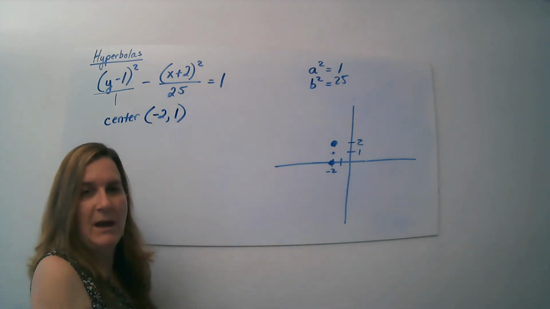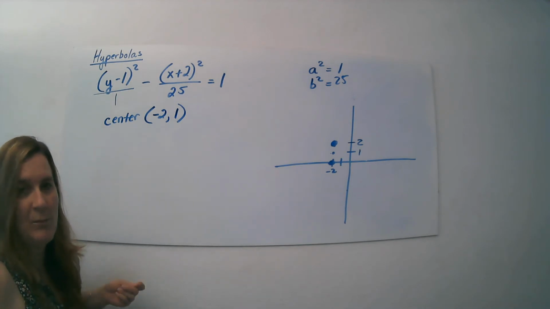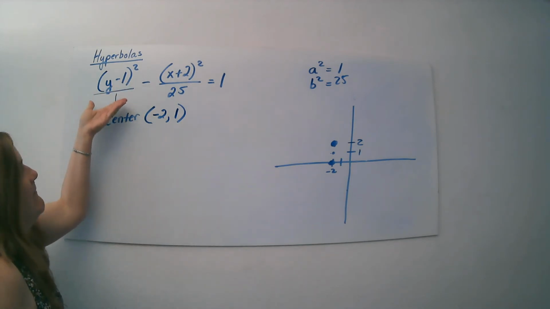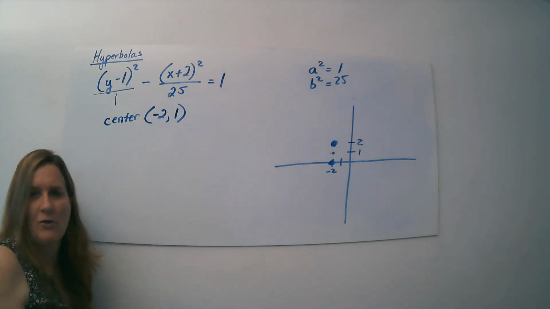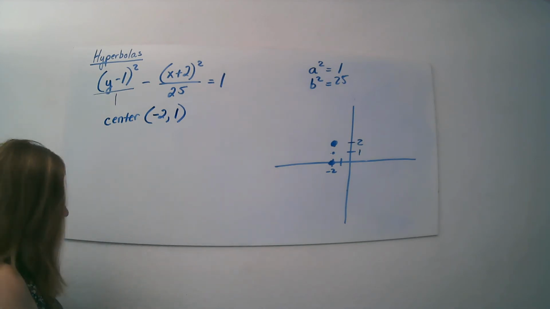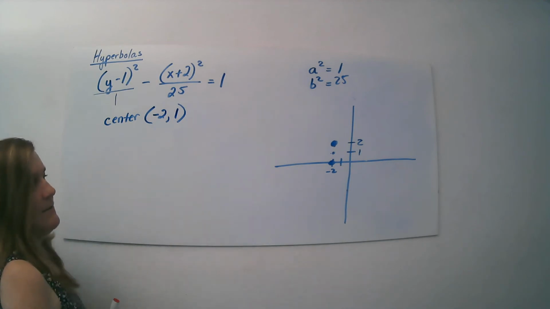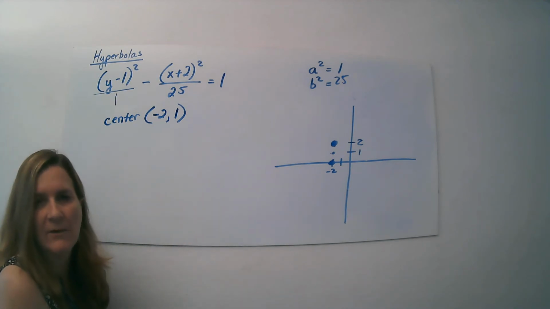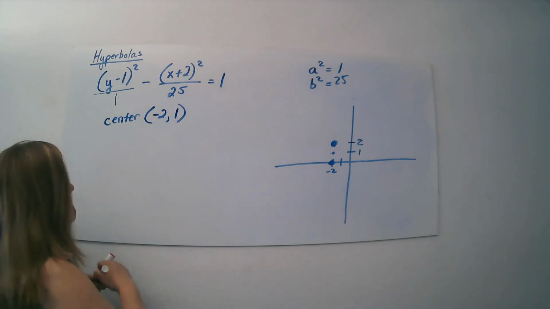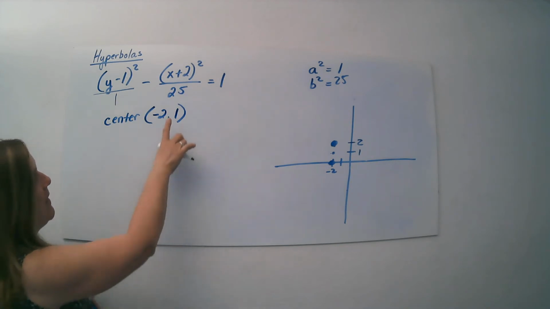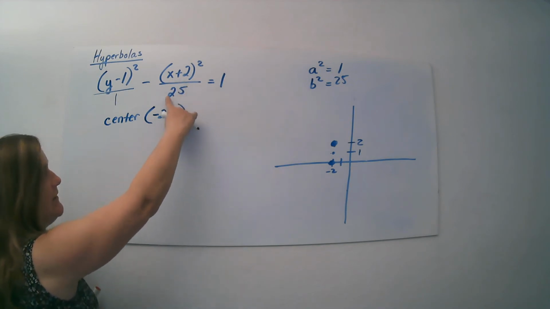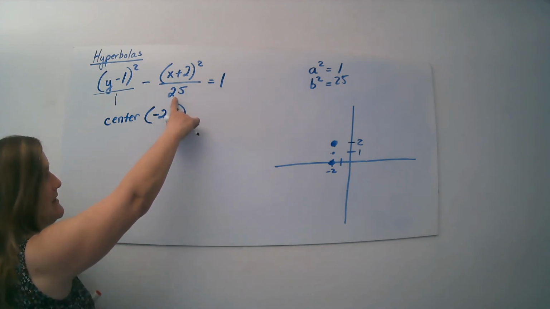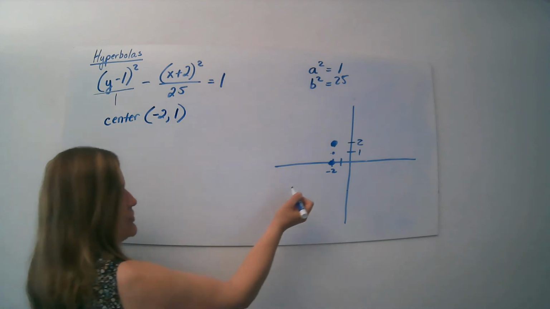Remember, when we're looking at an equation in standard form for a hyperbola, the denominator of the first term is your a squared. It may or may not be the larger of the two denominators. But now I need to figure out what the asymptotes look like so I can draw my hyperbola. I can find my central box by going in the x direction, the square root of this value. So that means 5 from center.